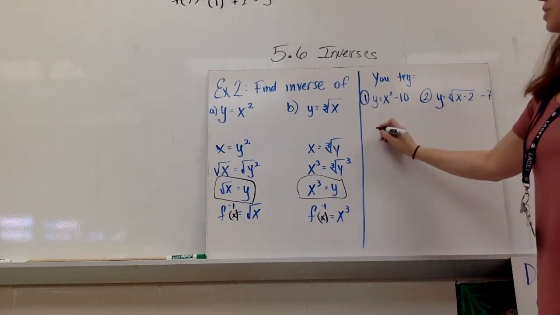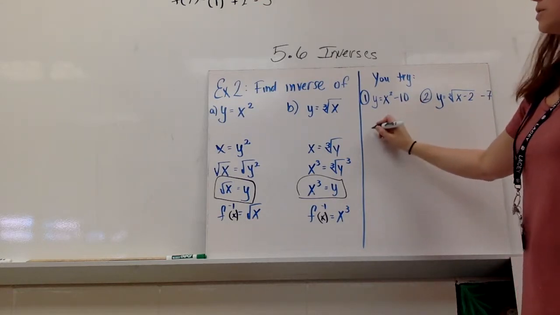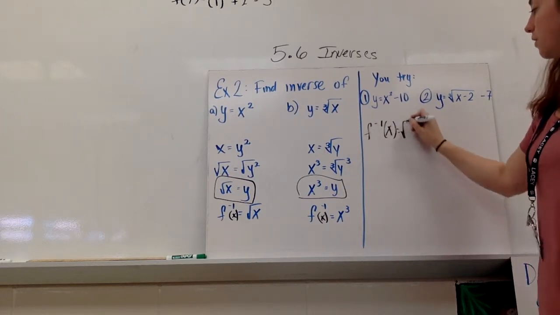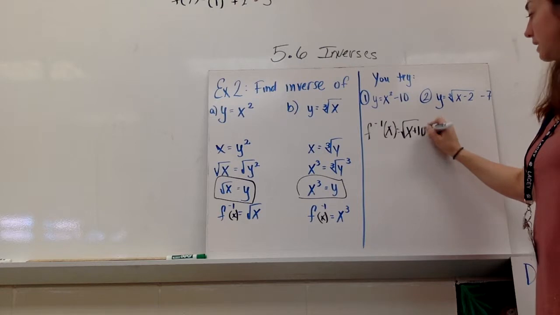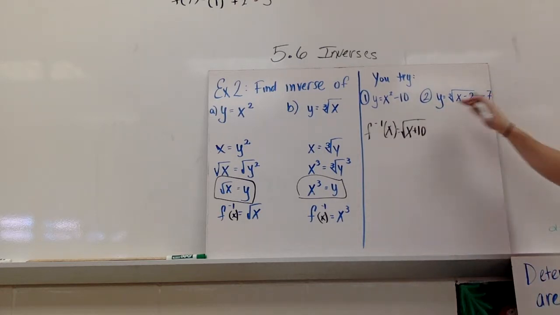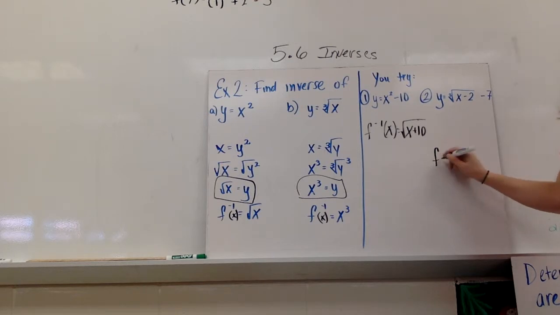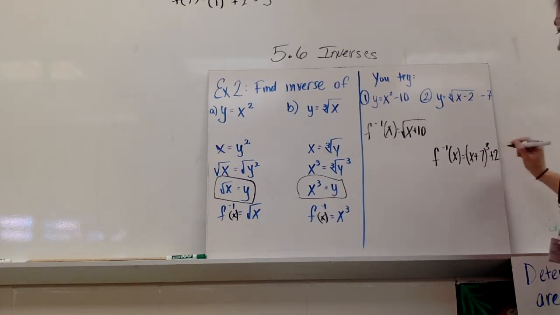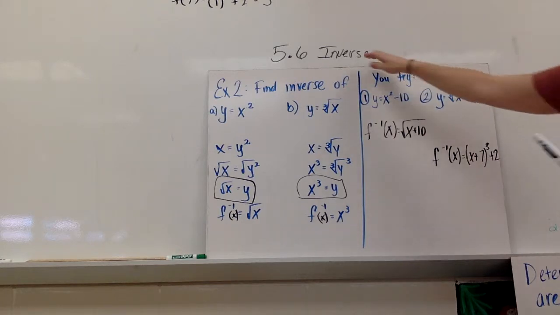so our answer, so that you have it, you're switching places, you get f of negative 1 of x equals the square root of x plus 10. The whole thing. That plus 10 is under the radical. The second part, f of negative 1 of x, the inverse is x plus 7 cubed plus 2. Right? All right, so hopefully you got those.